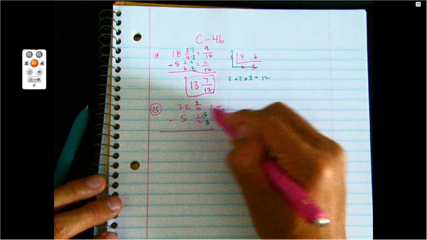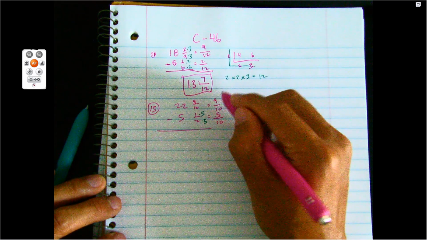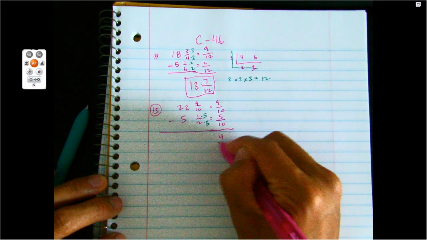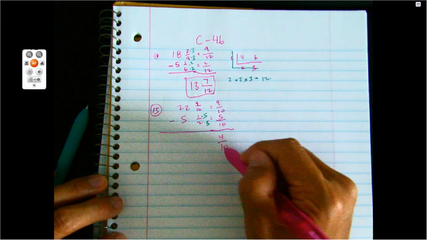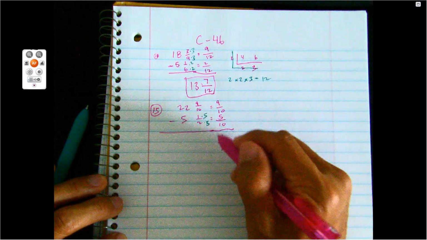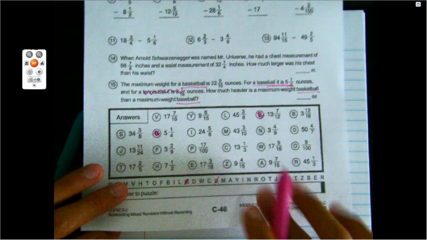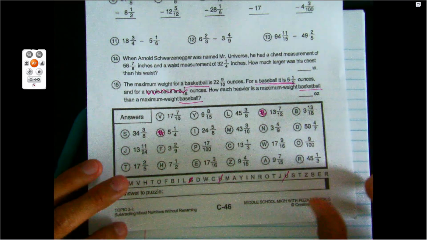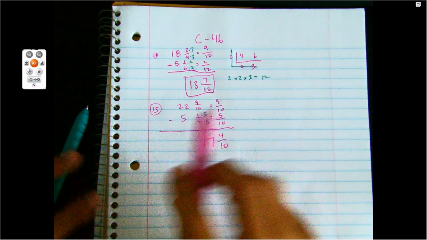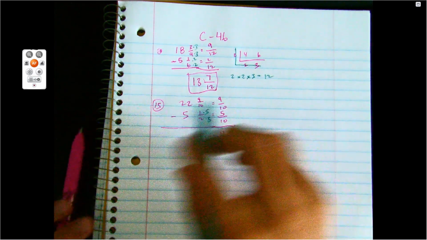And 10, why did I even write this? I didn't have to. Well, 10, that just stays the same. 9/10 minus 5/10, that is 4/10. I'm not done yet because I still have the whole number. 22 minus 5, that, of course, is 17. And I'm not done. You'd be thinking you'd be done and you'd be looking for 17 and 4/10, but you will be looking in vain because it's not there, because this is not the right answer, because we can reduce 4/10 by dividing the top and the bottom by 2.